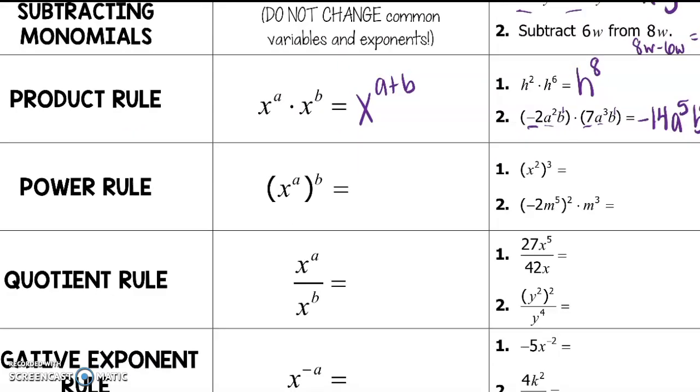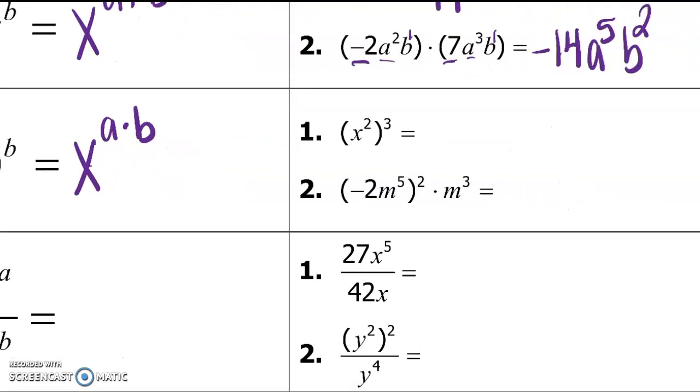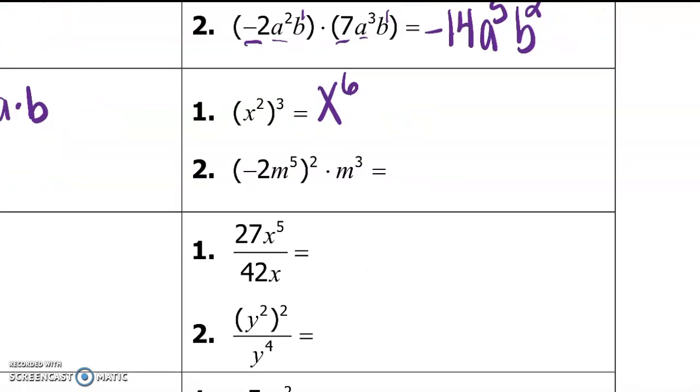Our third one is the power rule. That's when you have an exponent to an exponent. In that case, we multiply. So x to the a times b. So number 1, we have just a variable to an exponent, so that is simply x to the sixth. Number 2, we have two things happening. So first we need to, it's like distributing the squared.